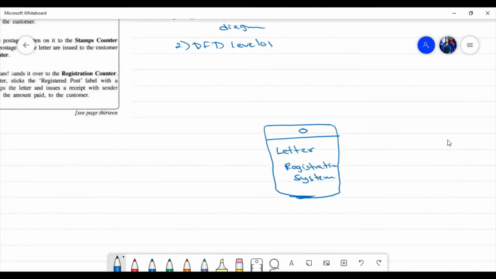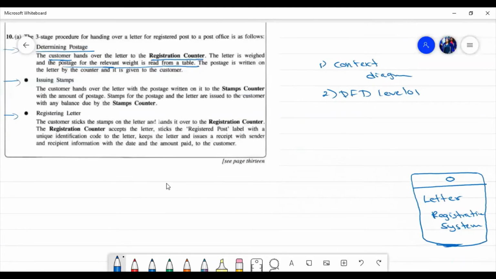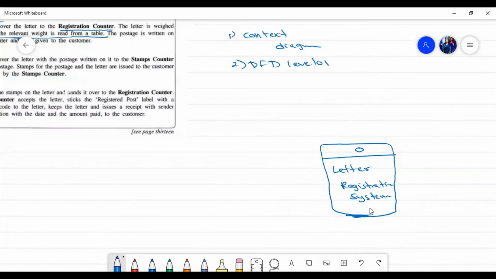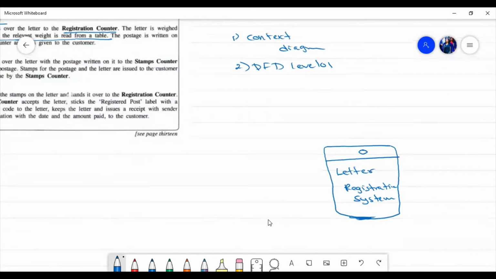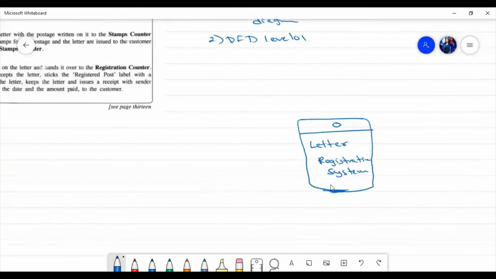And we know we need to have an external entity. When I'm reading this, I can only understand the customer as being outside the system. The registration counter, stamps counter and so on are available inside the system. So here we could understand only the customer as the external entity. We know how to draw the external entity: you draw a rectangle and write the customer.